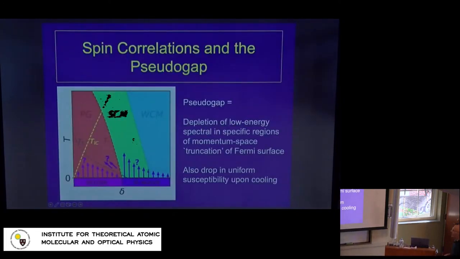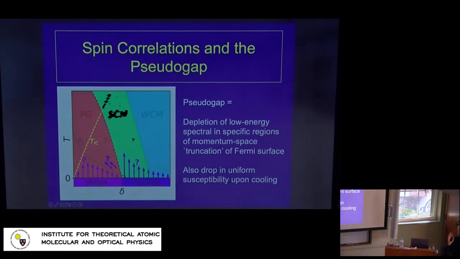Okay, so let me tell you a few things about the pseudogap. In my opinion, the pseudogap has now been clearly established by computational methods to be connected to spin correlations. So what is the pseudogap? Well, I'm going to take a very qualitative approach. It's a depletion of low energy spectra in specific regions of momentum space.